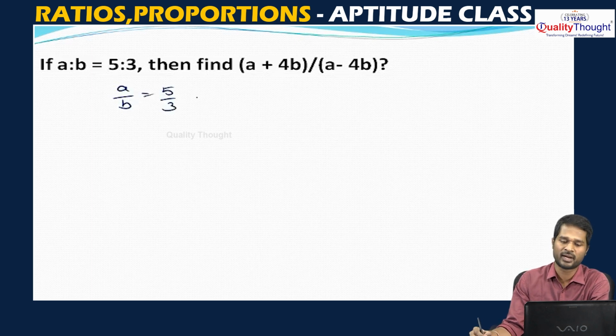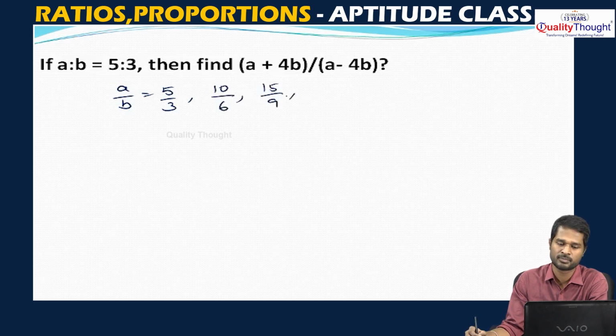See, A by B is 5 is to 3 means this is not exactly A is 5, not exactly B is 3. This may be 5 2s are 10, 3 2s are 6. This may be 5 3s are 15, 3 3s are 9. This may be 5 4s are 20, 3 4s are 12, like that. So there may be n number of values for this A is to B, 5 is to 3 ratio. So there may be so many values.